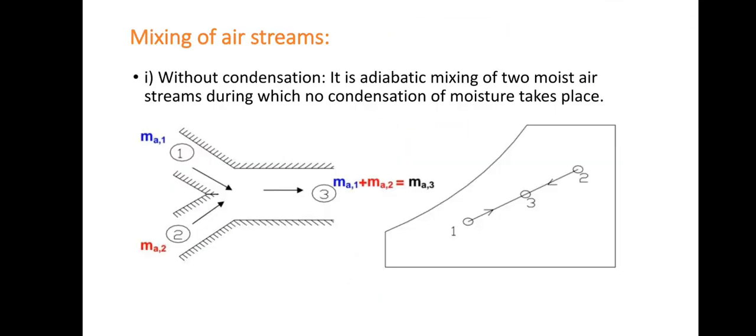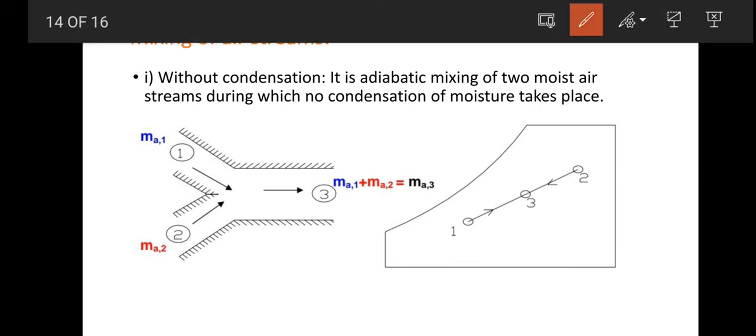And the last one, the mixture of air streams. There are two concepts here. The first one is without condensation. If two air streams take place, that means a mass flow of air at point 1 and a mass flow at point 2, and these two air streams are mixed with each other, we get a third mass flow rate, the mixture of these two airs. This is called the mass balance. In the mass balance, Ma3, the mass flow at the exit point, is equal to the mass flow at 1 plus the mass flow at 2.